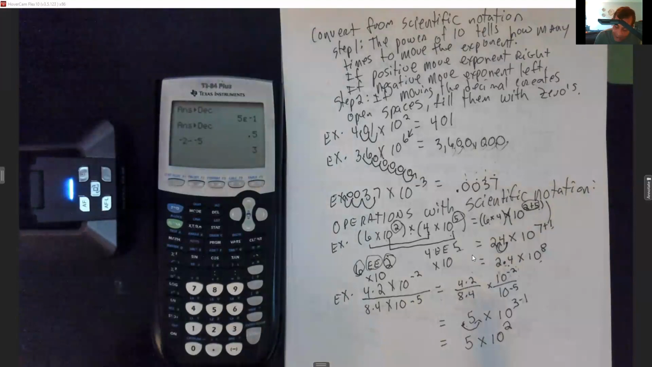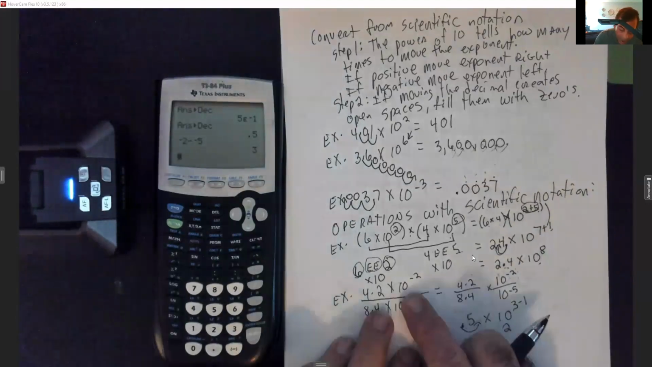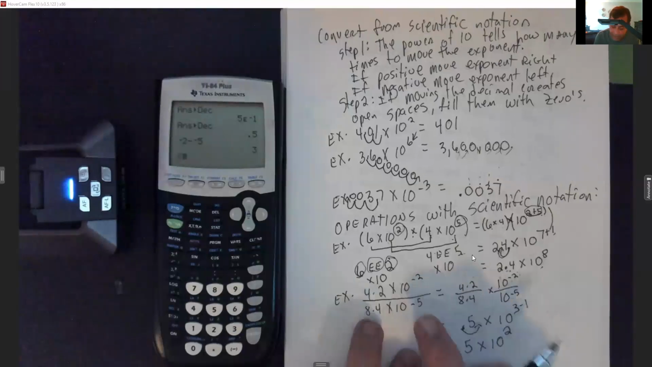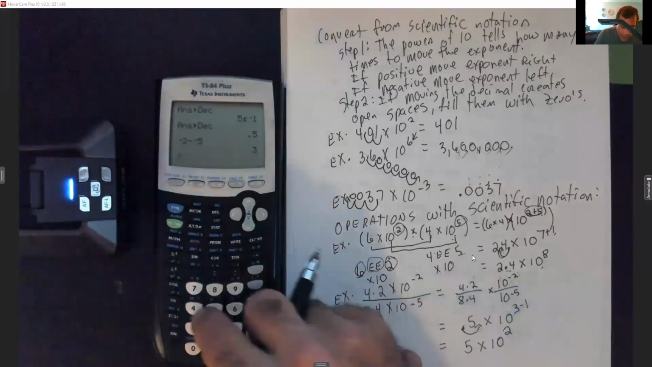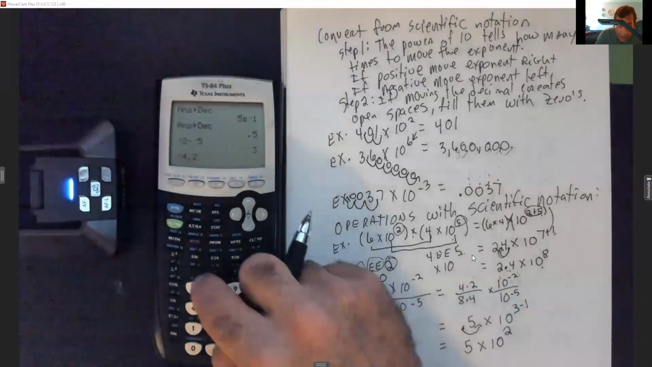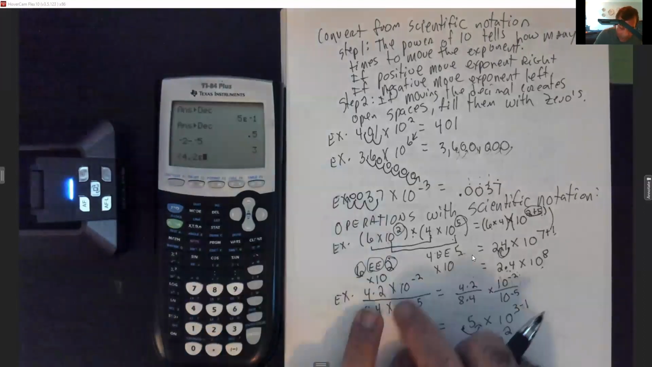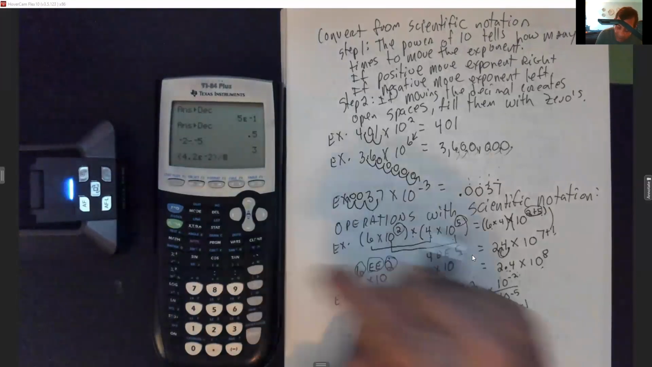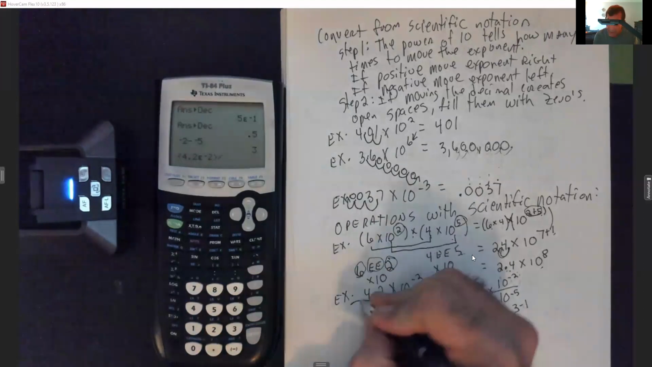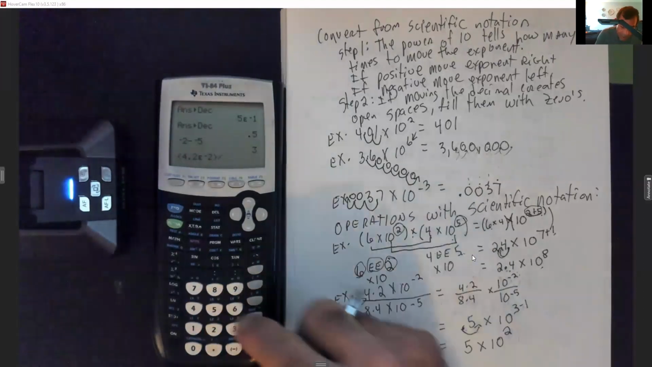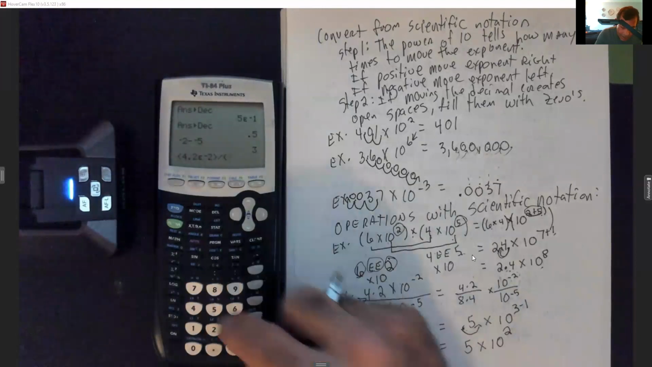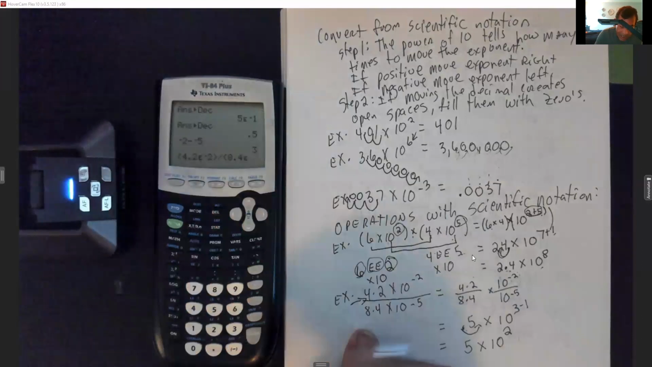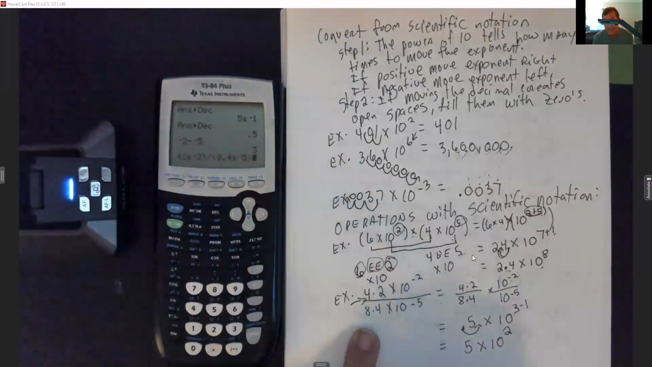Now, watch this on the calculator. I'd put the top in parentheses. Anytime you got fractions like this, put the top in parentheses. So it's 4.2, second comma to get my exponent of a negative 2, close parentheses. Then that's divided by, so remember the fraction bar means divide. And then the bottom number, put it in parentheses. You got 8.4, second comma, E on that one is a negative 5, close parentheses.